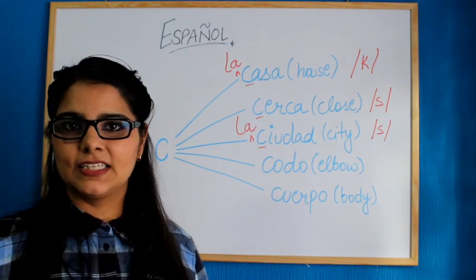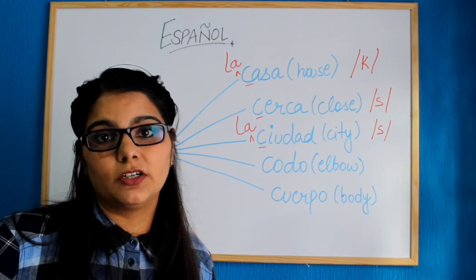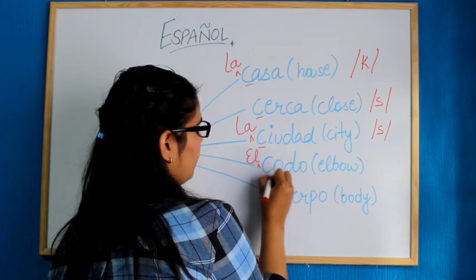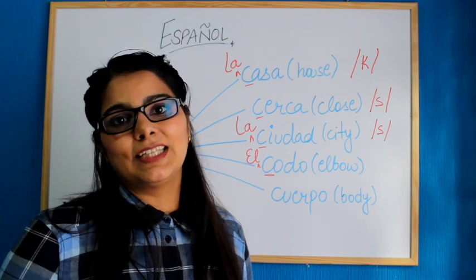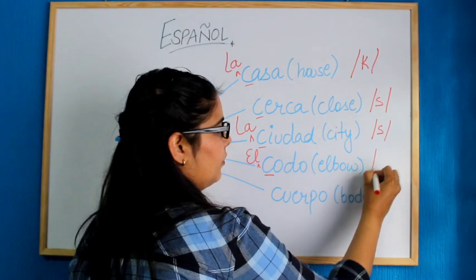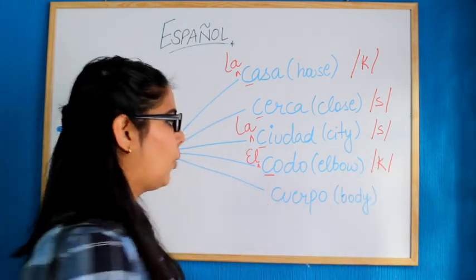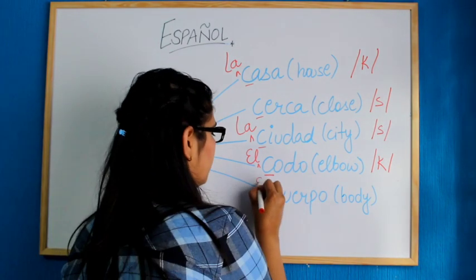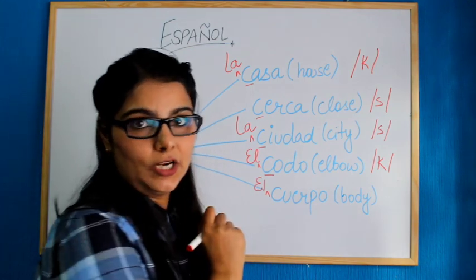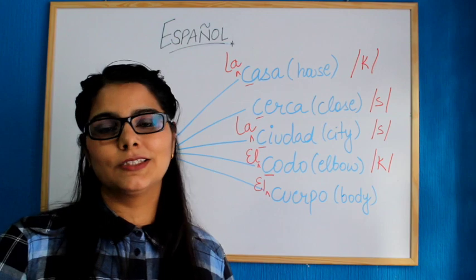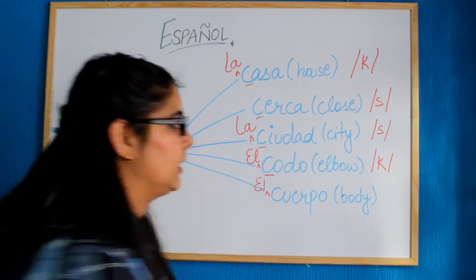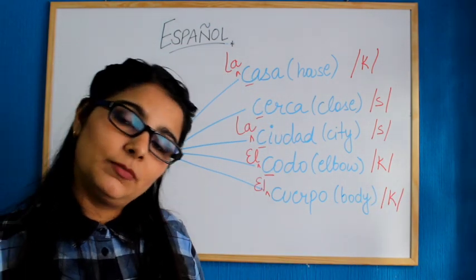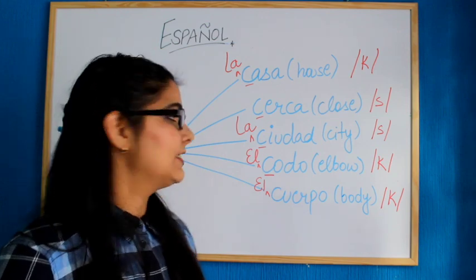Okay. Next is el codo. Codo, or better el codo, is elbow. So el codo is giving the K sound. Last one is cuerpo, or el cuerpo, because it's masculine. So el cuerpo is the body, and here C is giving me the K sound. Okay, so there's a lot of confusion because sometimes it's giving the K sound and sometimes the S sound.